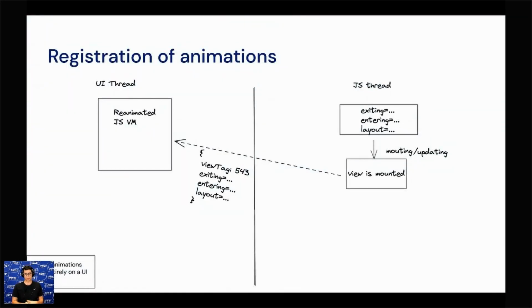So the first thing is that we have to handle registration, because all of our layout animations are executed fully on the UI thread. That's why we need those configurations on the UI thread in our Reanimated JavaScript virtual machine. And for that purpose, right after your component is mounted, we are sending the full configuration to the Reanimated JavaScript virtual machine with a tag that corresponds to your component. And that's why we have access to them right away when we want to on the UI thread.